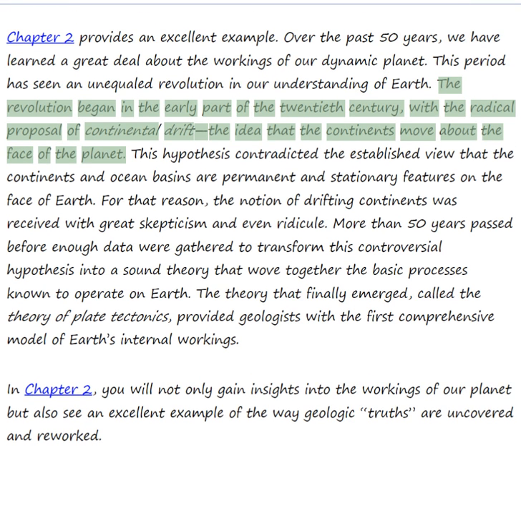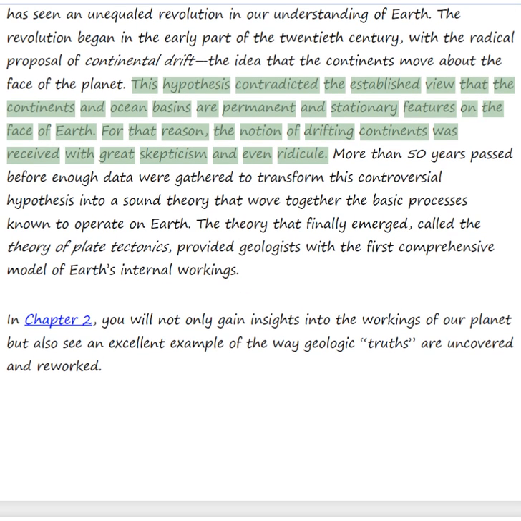The revolution began in the early part of the 20th century, with the radical proposal of continental drift, the idea that the continents move about the face of the planet. This hypothesis contradicted the established view that the continents and ocean basins are permanent and stationary features on the face of Earth. For that reason, the notion of drifting continents was received with great skepticism and even ridicule.